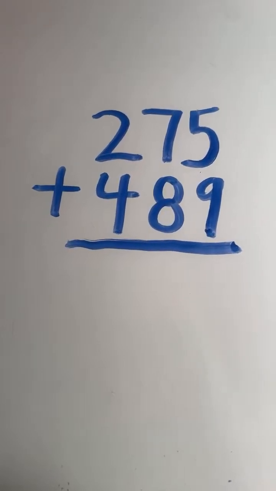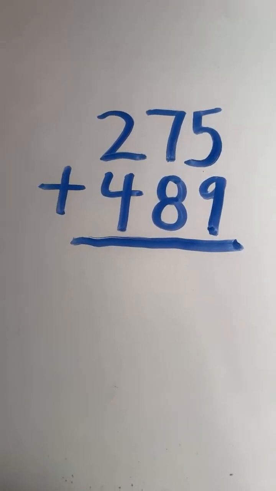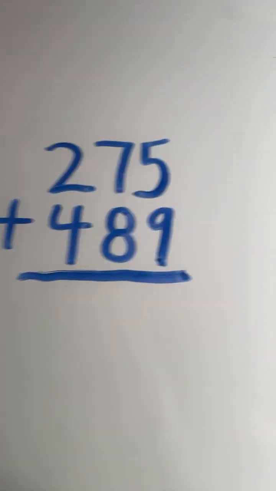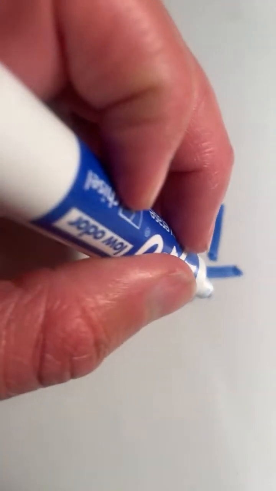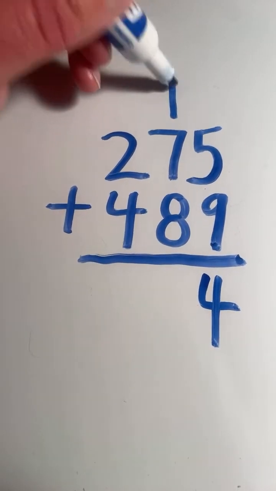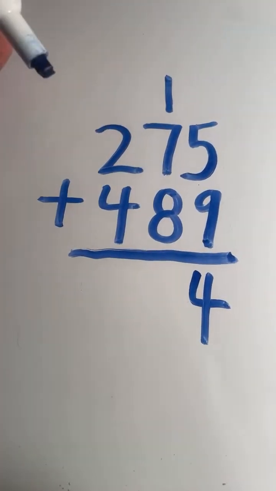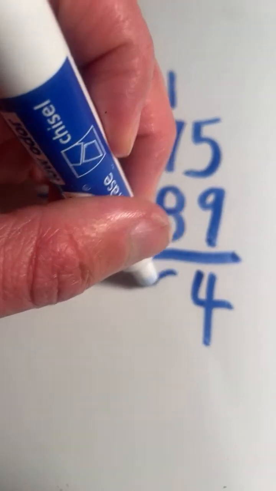We have 275 plus 489. So again, we are starting in the ones place. 5 plus 9 equals 14. 4, carry the 1. Seven plus 8 equals 15, plus 1 equals 16.